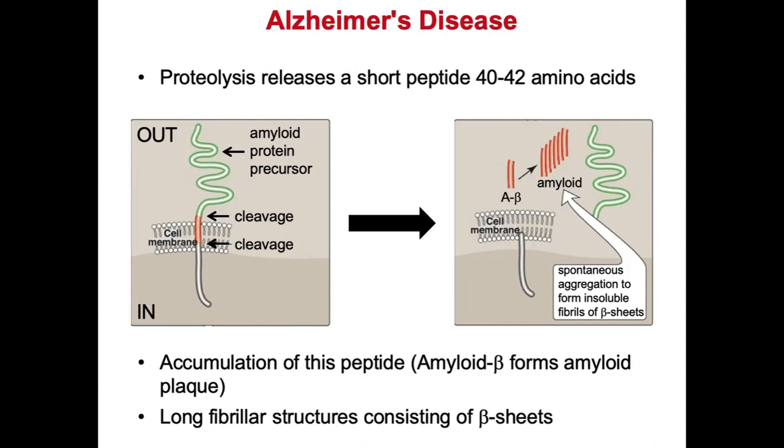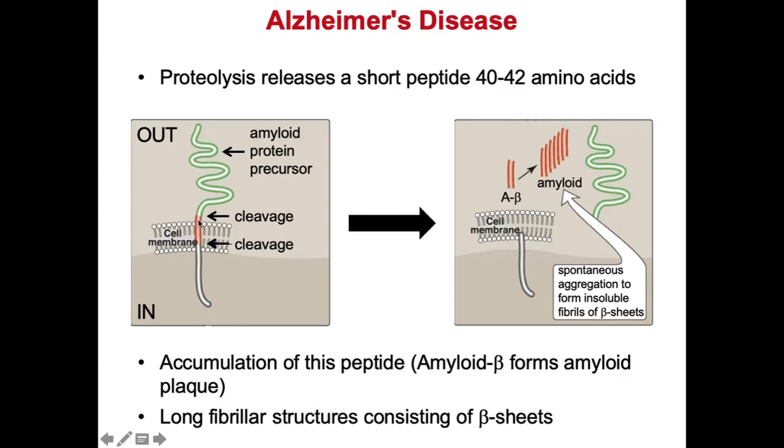Alzheimer's disease is also a disease associated with mutations in not only the amino acid sequence of the protein, but also in folding. And this is caused by the accumulation of a peptide called A-beta. So in the body there is a large protein which we call the amyloid precursor protein, or APP for short. And this is present on the cell surface of the cells in the brain.